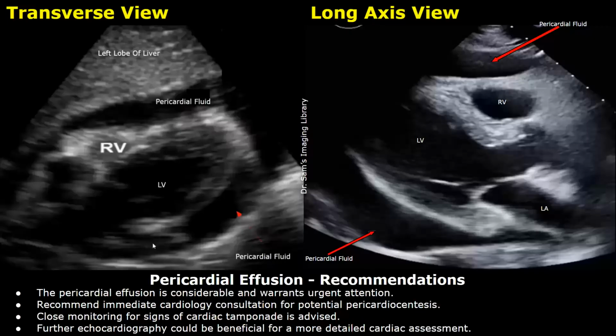You can also add another section, that is recommendations, and you can advise further management and interventions in this section. The pericardial effusion is considerable and warrants urgent attention. Recommend immediate cardiology consultation for potential pericardiocentesis. Close monitoring for signs of cardiac tamponade is advised. Further echocardiography could be beneficial for a more detailed cardiac assessment.